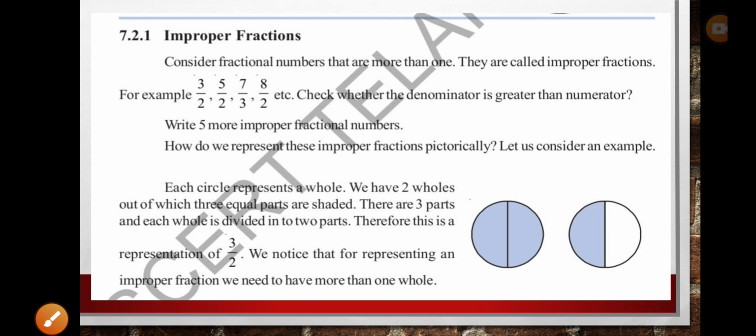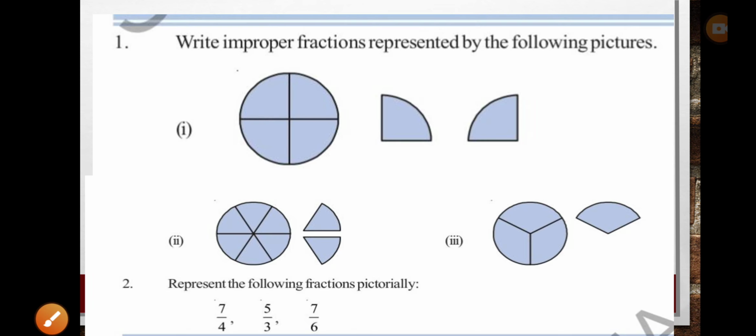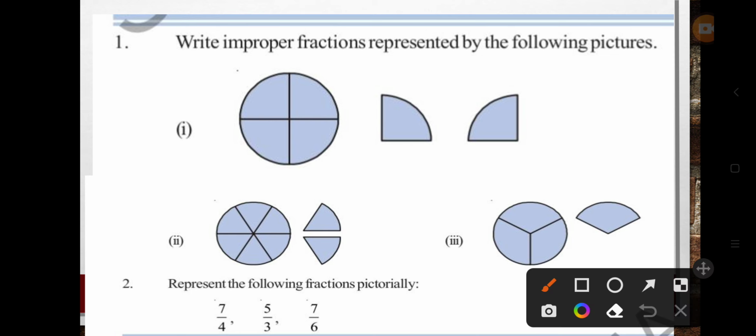Okay, next. Write the improper fraction represented by the following. Suppose here, very easy. In this whole, how many parts did we divide into? 4. We write 4 as the denominator. How many parts are shaded? 6 parts are shaded, 4 plus 2, 6. So this is the improper fraction for this picture.